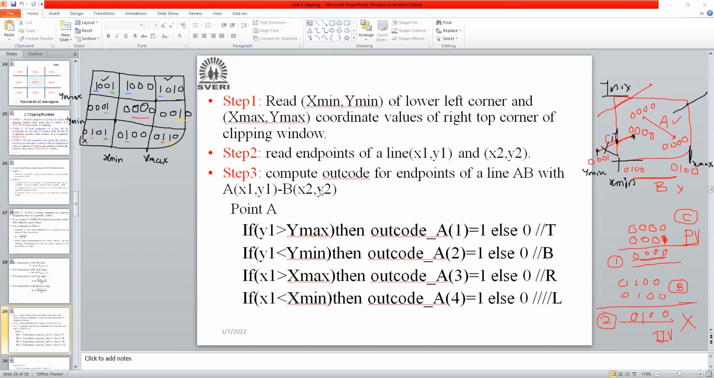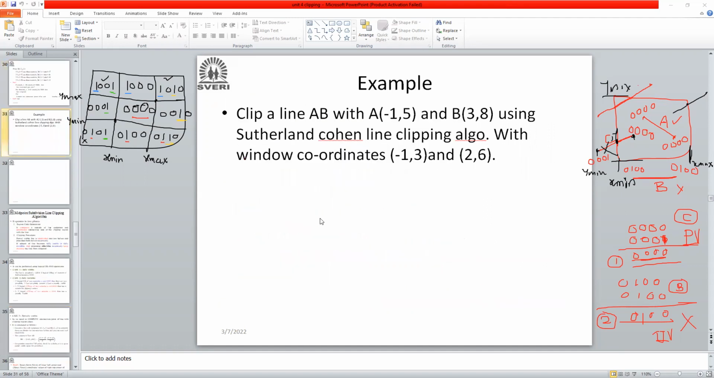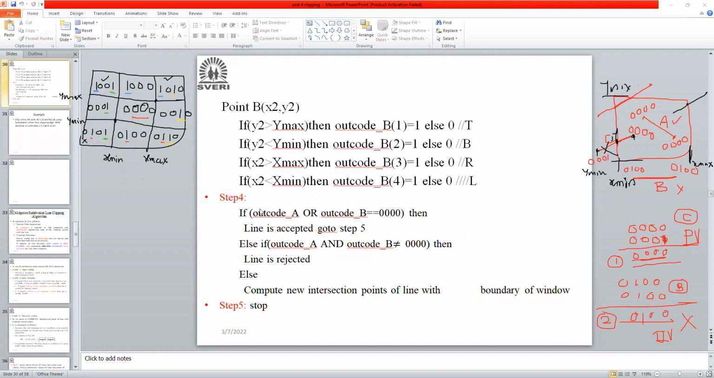Then compute the outcodes around the window region. You have to compute the outcode of each side, and we have seen how to compute the outcode: TBRL, that is top, bottom, right and left. So by setting them, we get the bits as outcodes. Then step number 4. This is for x1 y1 and x2 y2, for which you have to get the outcode.